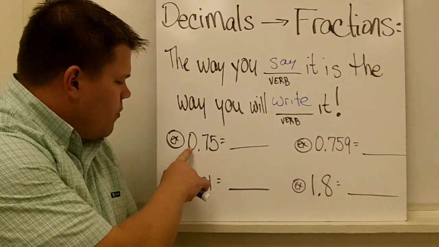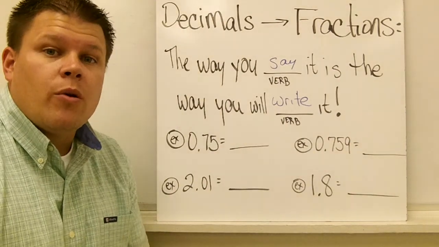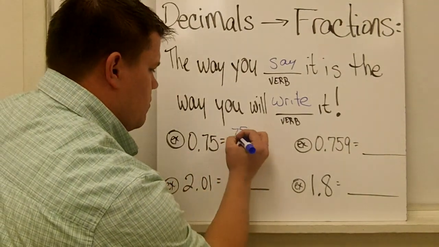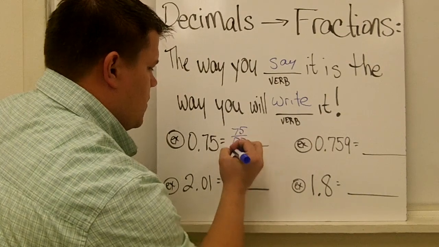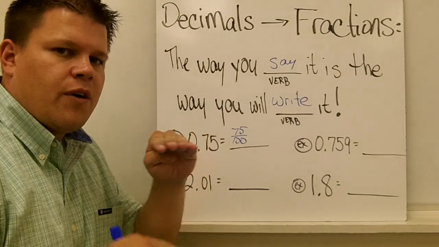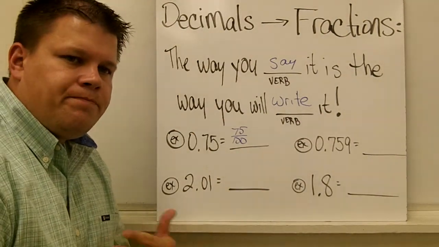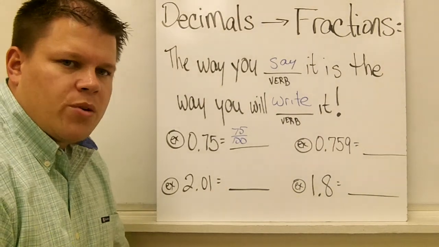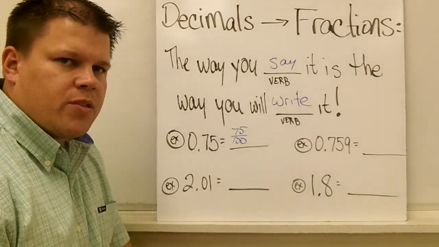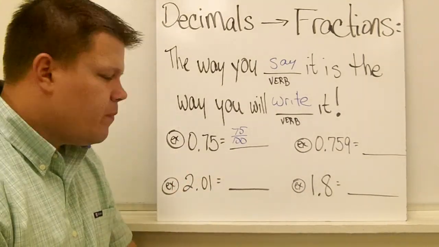We have 0 and 75 hundredths, and the way that you say that is the exact way that you're going to write it as an answer. 75/100. So you have the fraction bar separating the 75 and the 100. Can this be simplified? Of course it can. We'll get to that in just a moment. I want to work on some of the other examples first, get them into a fraction form, and then we can go ahead and simplify them.